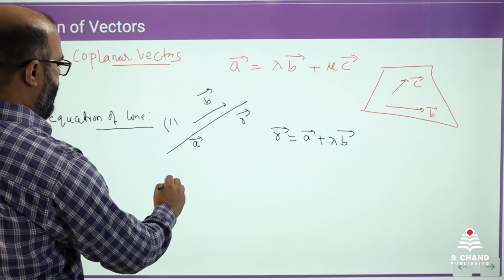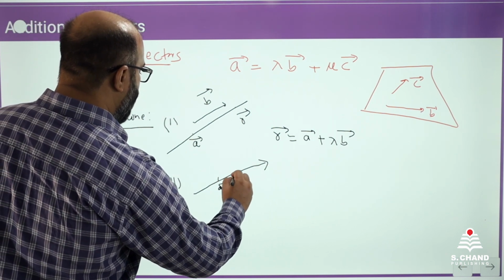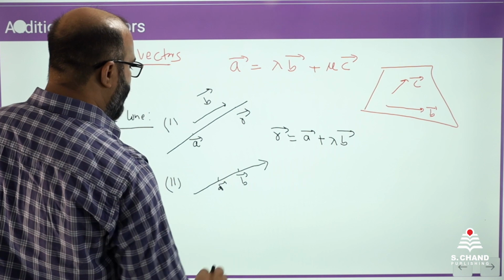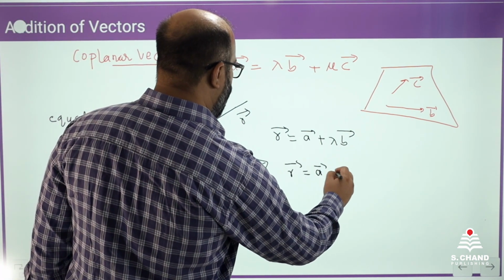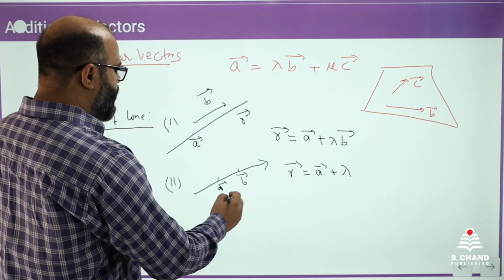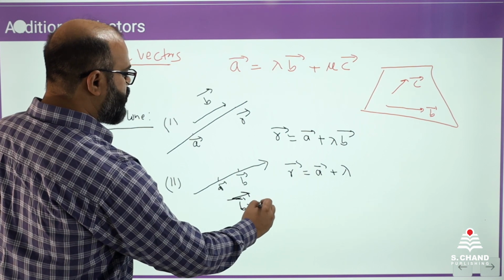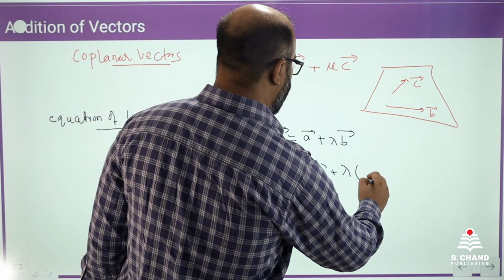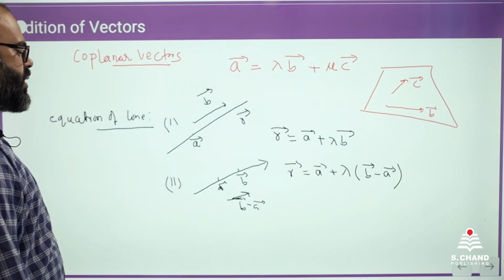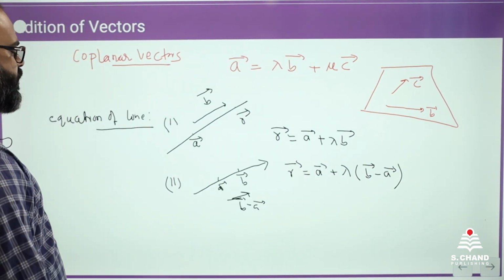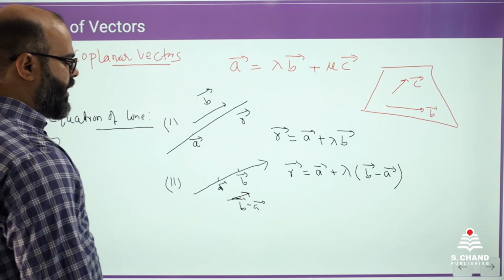Another form is the equation of a line when, instead of this, 2 points on the line are given, that is A and B. Then R can be written as A plus lambda, and the direction now is not B but B minus A, that is the difference of these two position vectors. So this is B minus A. I hope you understood the difference. Here B is the point on the line, whereas earlier B was the direction of the line.